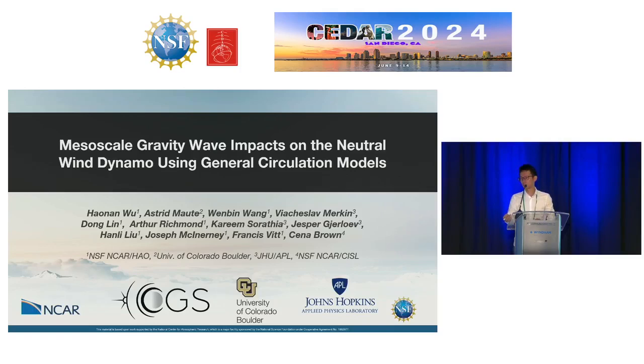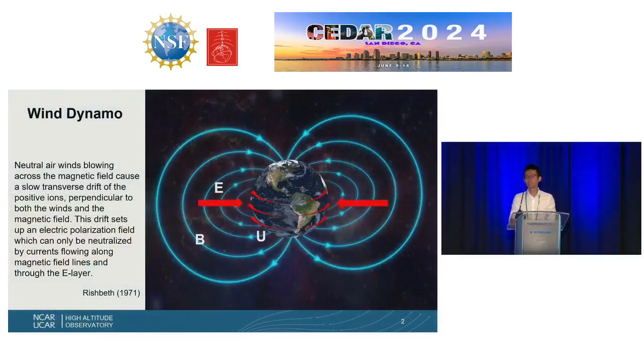So let's go. The first question might be, what is a neutral wind dynamo? From the Richmond 1971 paper, we got this definition. Neutral wind can drive plasma across the field line, which leads to charge separation. And the charge separation leads to electric polarization, an electric field. And this can only be neutralized by current flowing along the field line and in the E region.